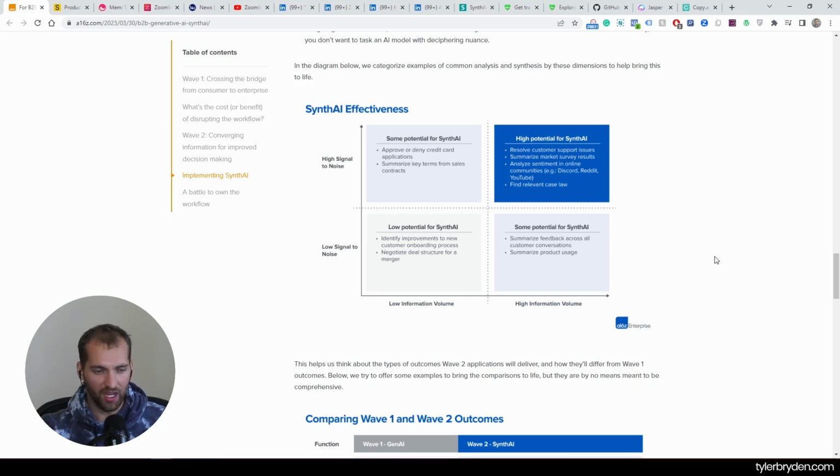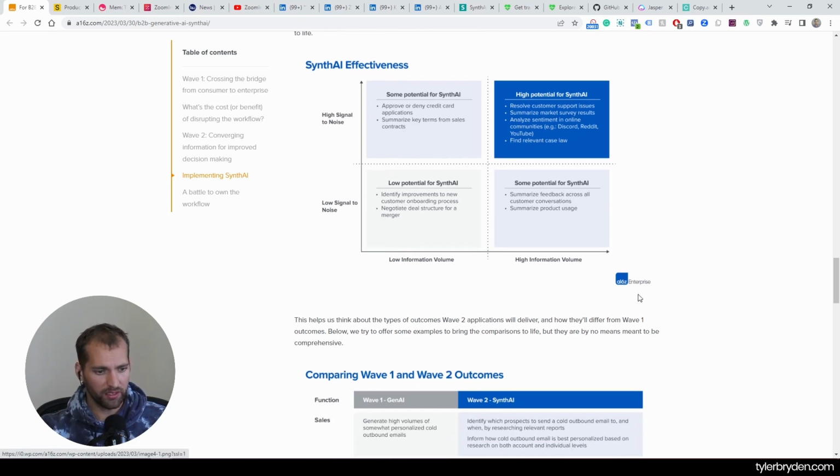And that's where I think SynthAI starts to shine. They put a lot of work into this article, with some nice little charts about SynthAI effectiveness, showing where there's low potential and where there's high potential. From the high potential part, there's resolving customer support issues, summarizing market survey results in communities, and things like forums, Twitter, YouTube comments, and just YouTube in general. This is where we're actually seeing a lot of our users on Speak. And then you've got some potential, which is what we've seen people already using: summarize feedback across customer conversations, summarize product usage. I think there are some very clear use cases on this, and product feedback interviews and things like that, as well as chats on Intercom, which has started to embed this technology.